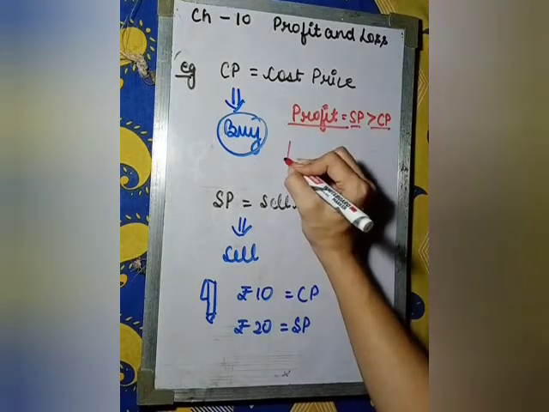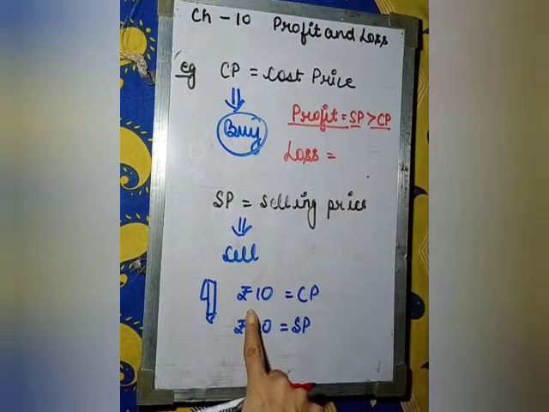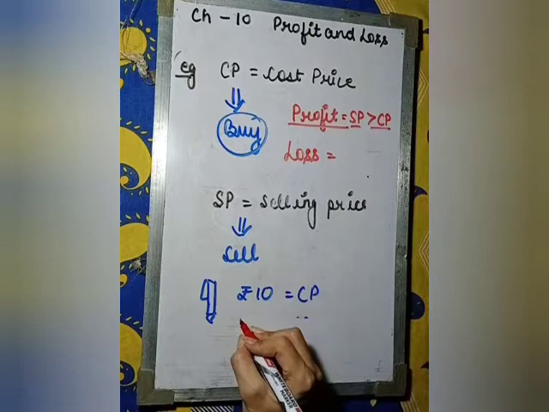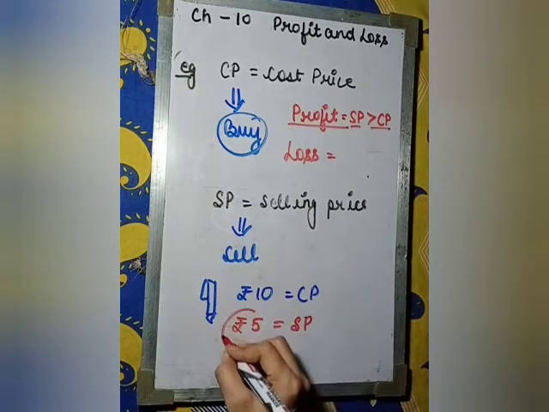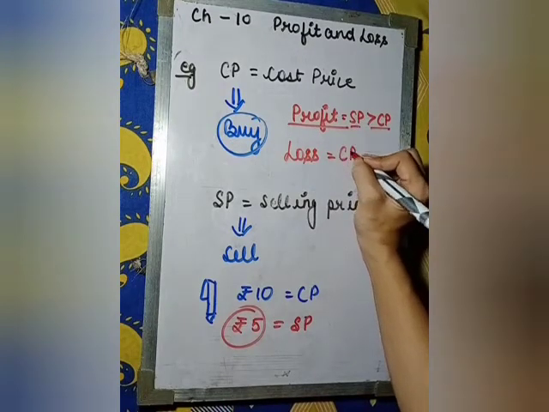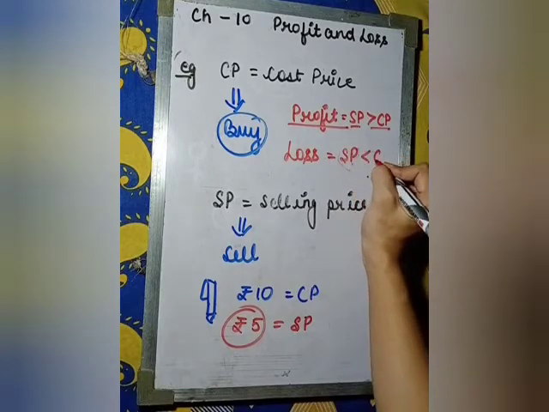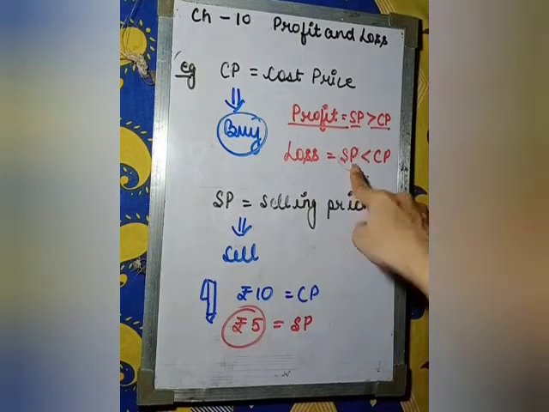Now in case of loss, suppose this pen which you have bought in rupees 10, you have sold it to your friend in rupees 5. आपने 5 रुपये का बेचा उसको, तो यहाँ पर 5 रुपीज़ का लॉस हो गया आपको. So in the case of loss, SP is always smaller than CP. बेचने वाला रेट कम होगा, खरीदने वाला रेट ज़्यादा होगा, right? The CP is always greater than SP.